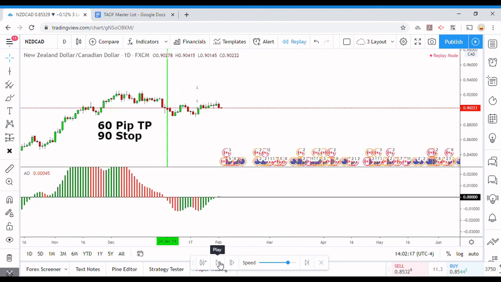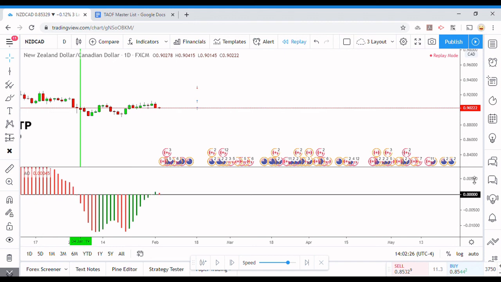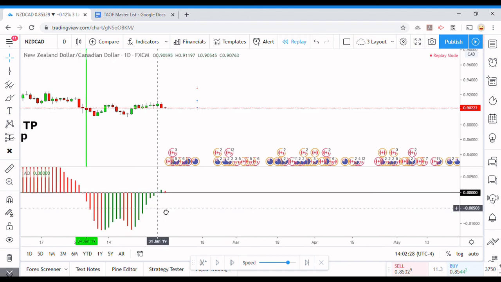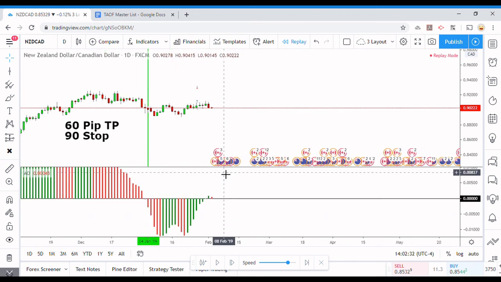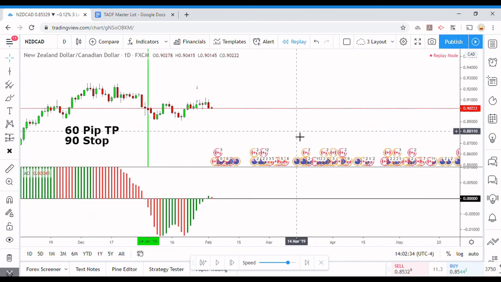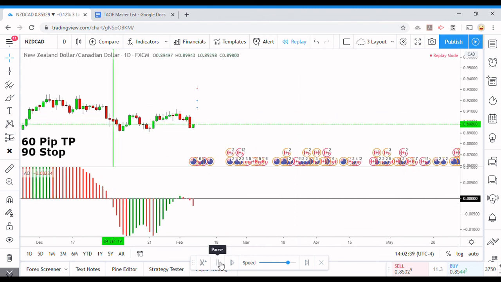Moving on now, there is a buy signal there. Looks like it went 0 right there. Buy signal there. So let's see what happens.